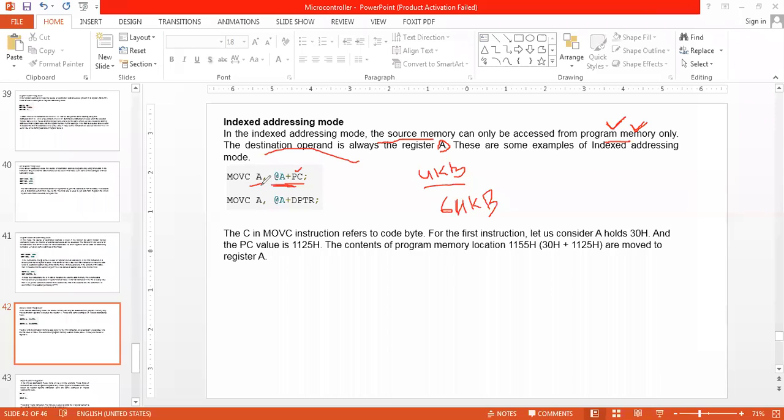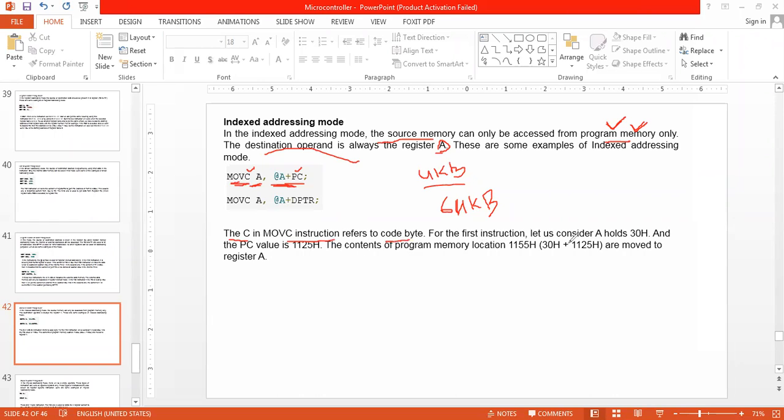The destination must always be a register, and while writing the instruction I have to write MOVC, where C stands for move code byte. Code stands for an instruction, so the C in the MOVC instruction refers to the code byte.